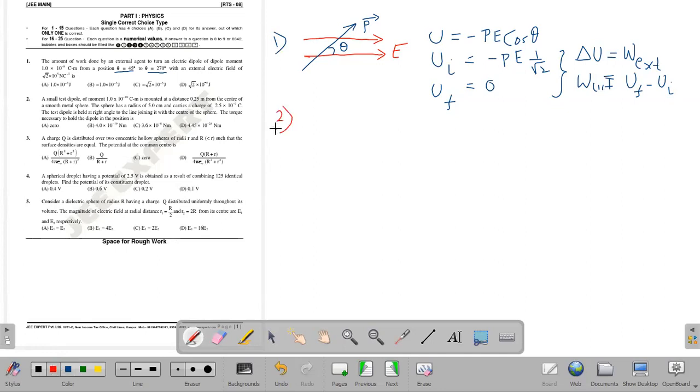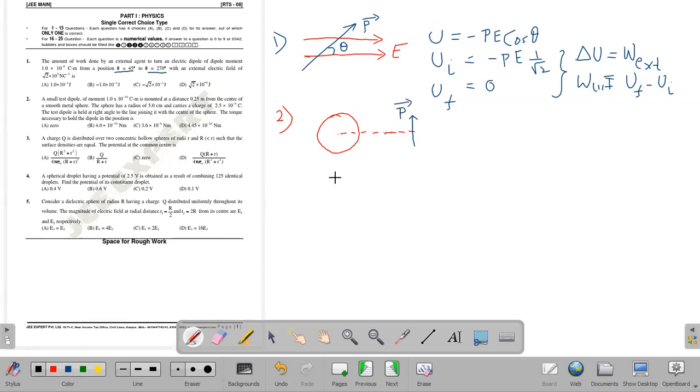Coming to the second question, a small test dipole of moment p is mounted at a distance from the center of a smooth metallic sphere. Notice that it is a smooth metallic sphere. The sphere has a certain radius and charge. The test dipole is at right angle to the line joining it with the center of the sphere, and so on, which means there is a spherical metallic charge, and from the center of that sphere a radial line is coming, and a dipole is placed perpendicular to this line.